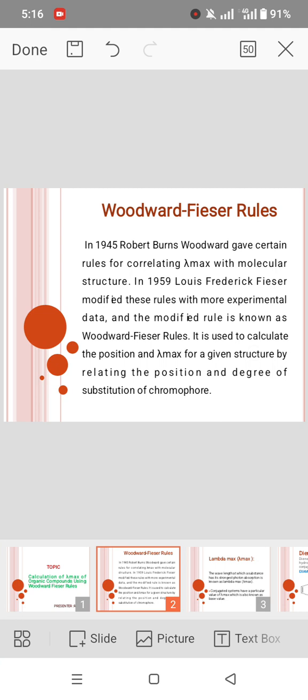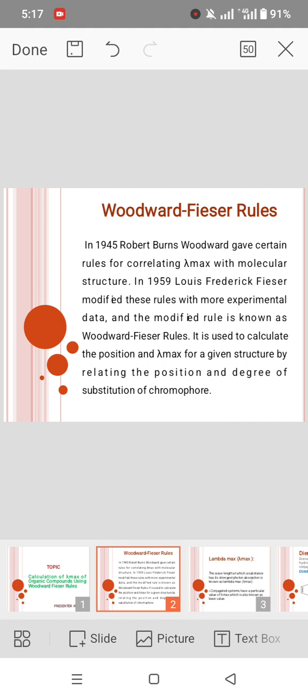In the first part of our presentation, we will try to understand what type of rules are called Woodward-Fieser rules. In 1945, Robert Burns Woodward gave certain rules for correlating lambda max with molecular structure, and in 1959, Louis Frederick Fieser modified these rules with more experimental data, and such modified rules are known as Woodward-Fieser rules.